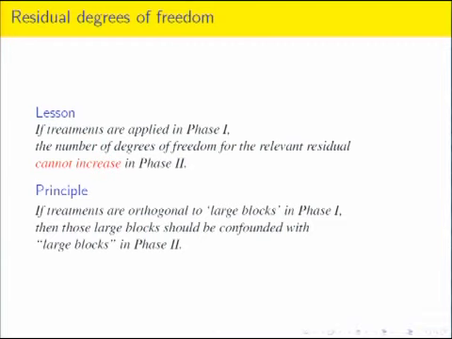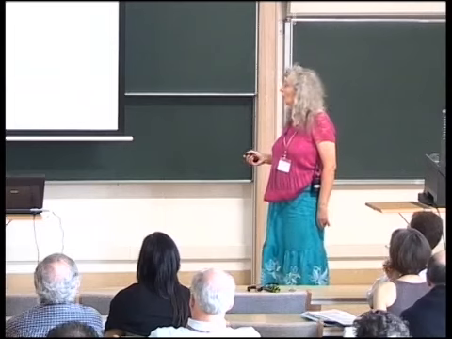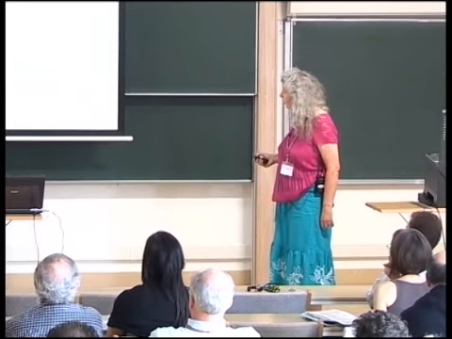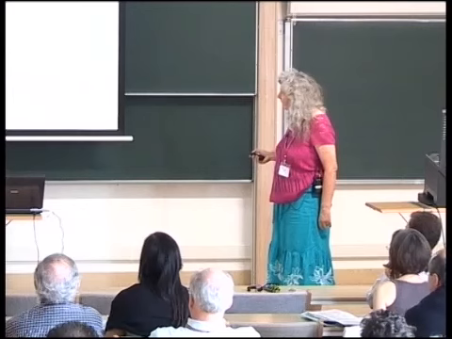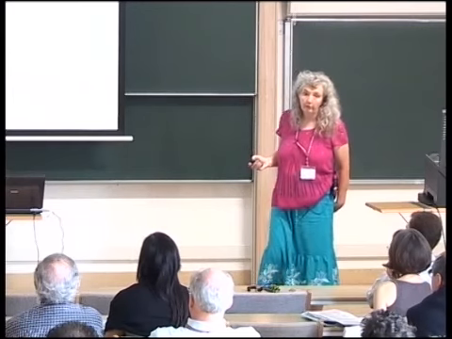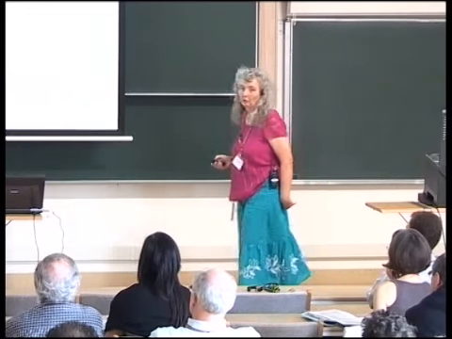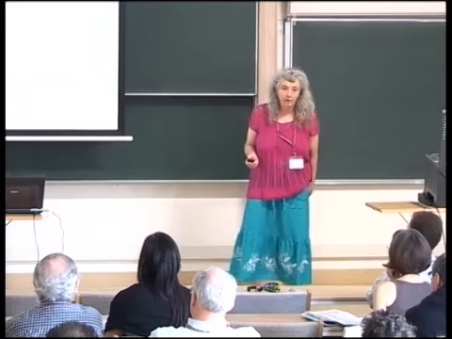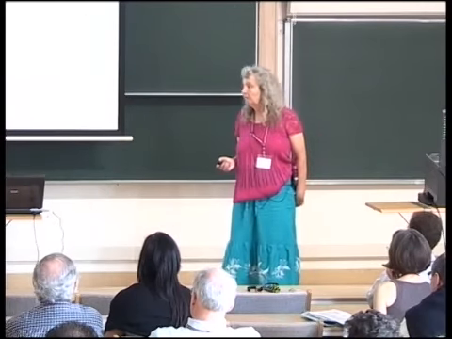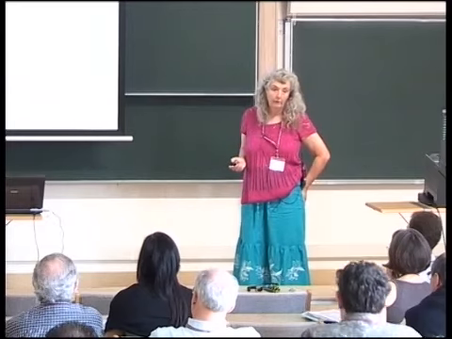So I think that gives me, I'm trying to get some guiding principles. And here we had treatments orthogonal to the large blocks in phase 1. And quite a good way of making sure you don't lose any more degrees of freedom is saying if we've also got some sorts of large blocks in phase 2, then confound the two sorts of large blocks with each other. You're not interested in either of them, so confound them with each other. Don't waste degrees of freedom.